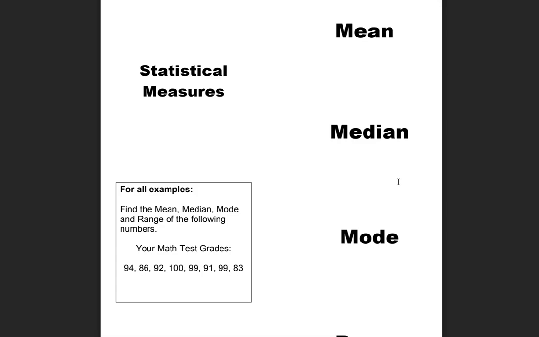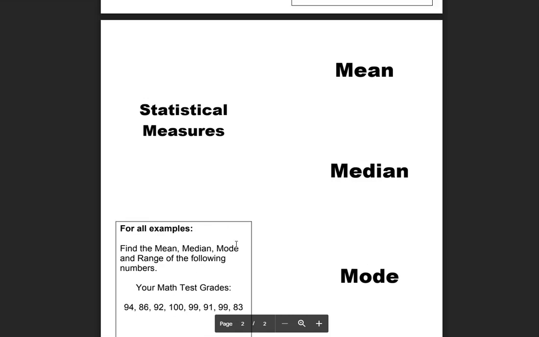Okay, so we're going to learn how to do these. We're going to use these examples for all and show how to do it for all these. We're going to find out how to do the mean, the median, the mode, and the range for all these numbers. If you need to reference this, it's going to be on the back of your foldable. All right, so let's go to the first one.